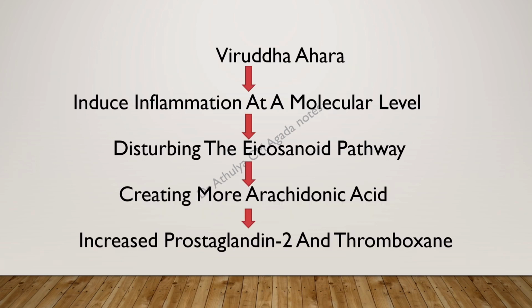body. Then when we look into the modern view, we can say that Virudhaahara may induce inflammation at a molecular level, thereby disturbing the eicosanoid pathway and creating more arachidonic acid, thereby causing the increased prostaglandin 2 and thromboxane. As we look into these factors, they are responsible for creating inflammation in our body.